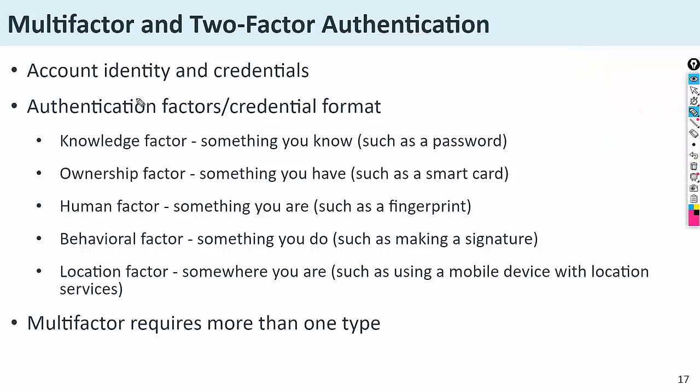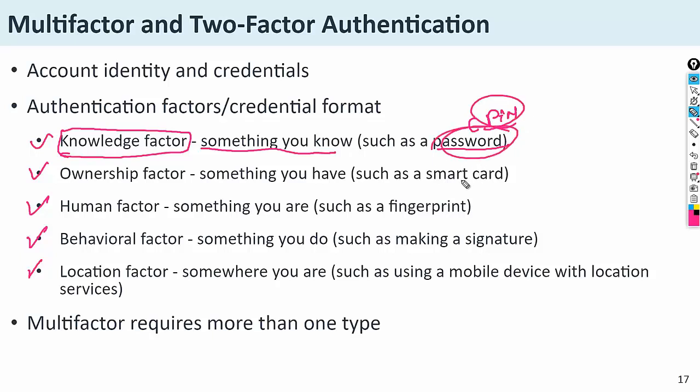So what other factors can be used? One is a knowledge factor, ownership factor, human factor, behavior factor, or location factor. First is the knowledge factor: something you know. What you know is a password or PIN number, things you can remember and keep in mind. What you have is ownership, like a smart card. You enter the username and password, and now you enter the smart card.